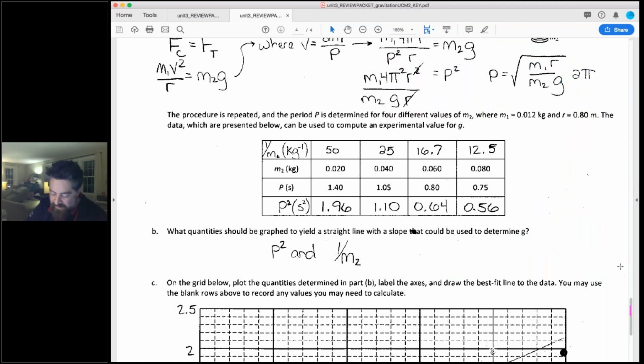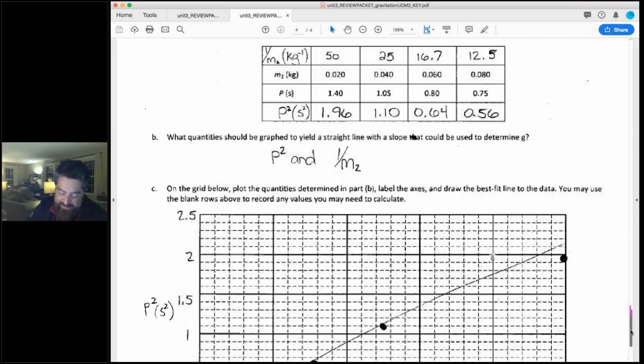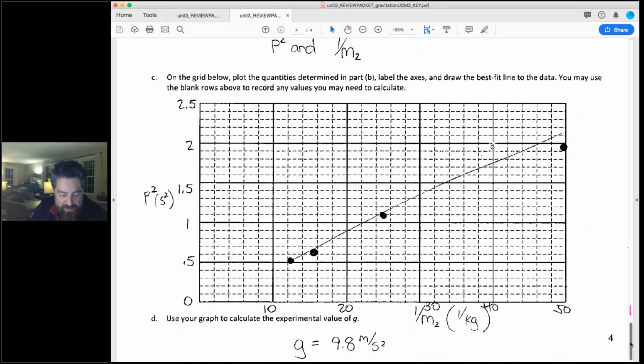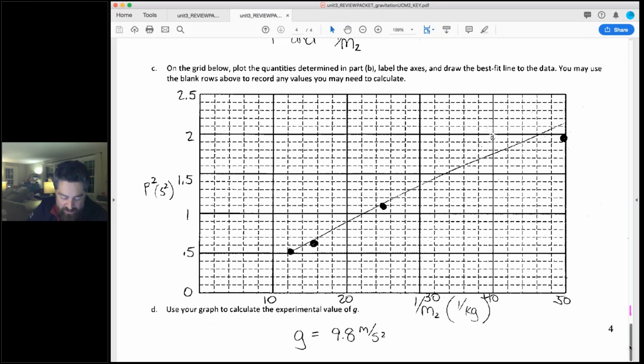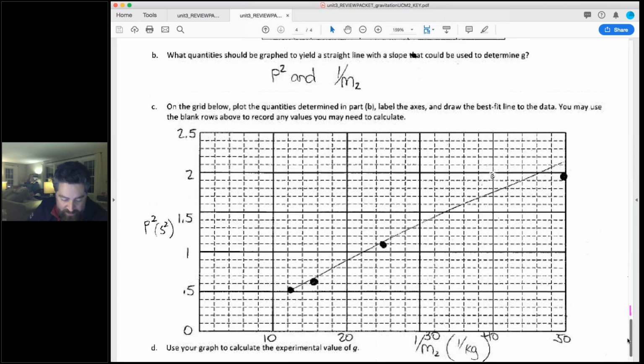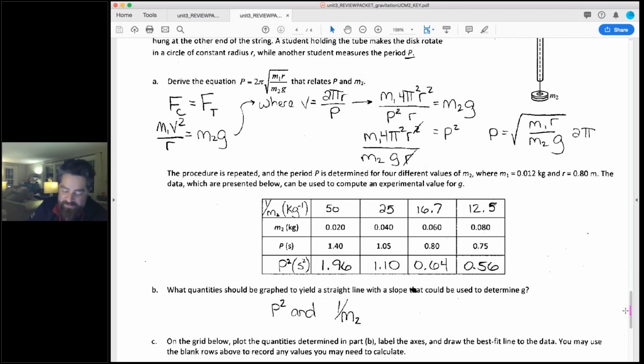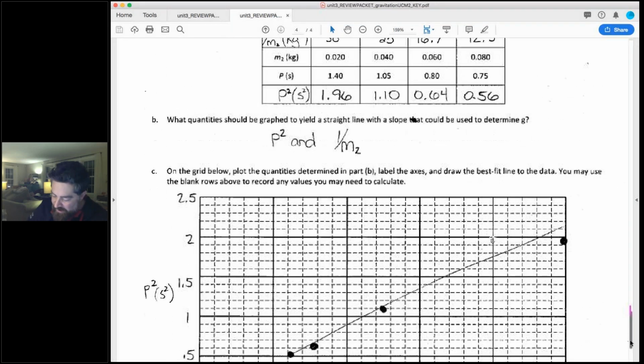But this idea of linearization pops up rarely, but it's not zero. And so you can see that when we've plotted period squared and 1 over m2, we get this linear function, and now we can take the slope of that line in order to evaluate g. It's a little messy, but not undoable.